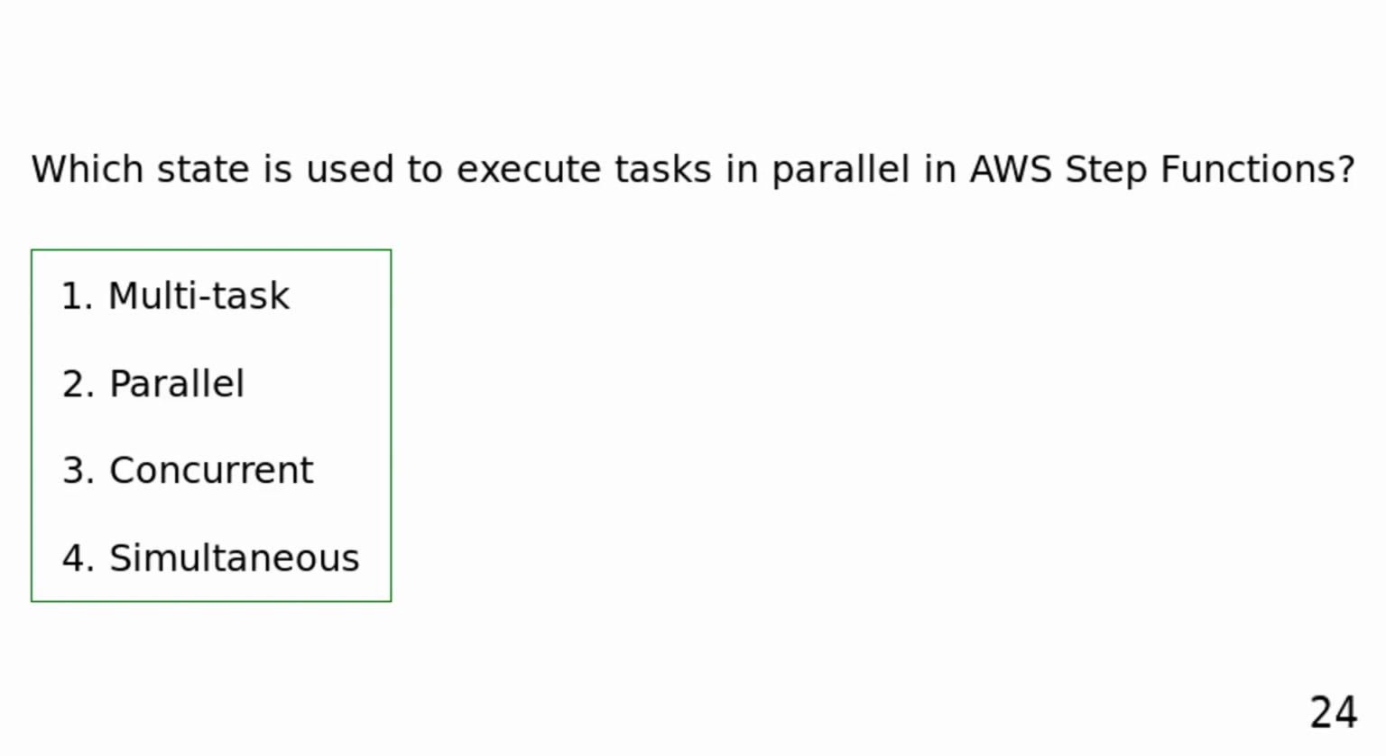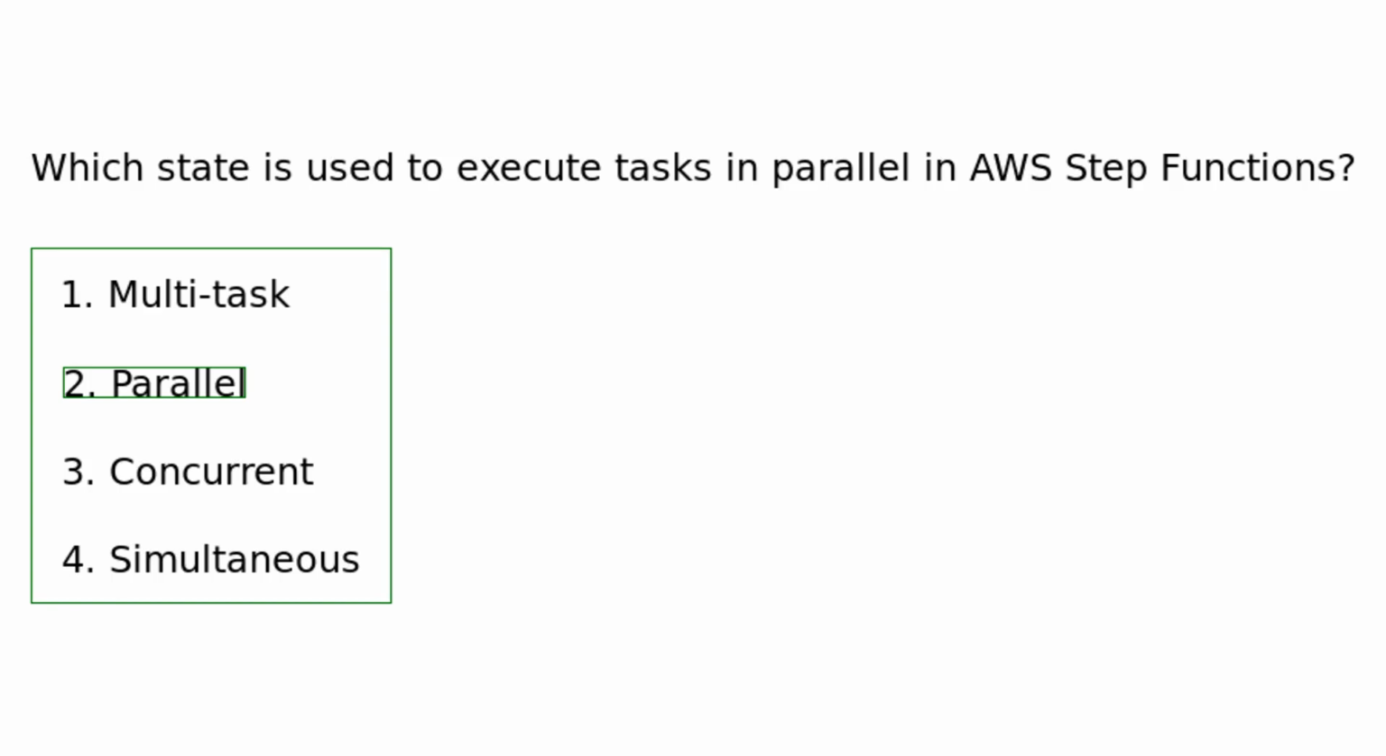Which state is used to execute tasks in parallel in AWS Step Functions? Multitask. Parallel. Concurrent. Simultaneous. The parallel state in AWS Step Functions allows you to execute multiple branches of tasks concurrently, enhancing efficiency in workflows with independent subtasks.